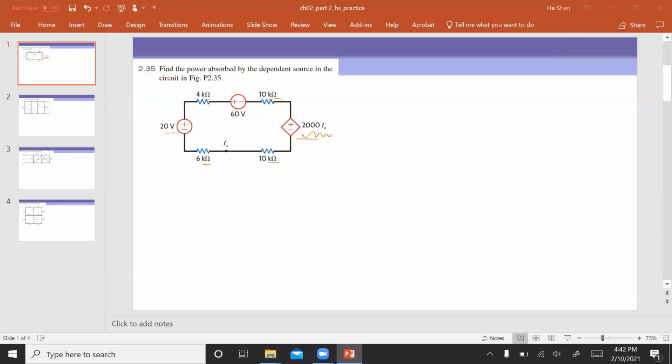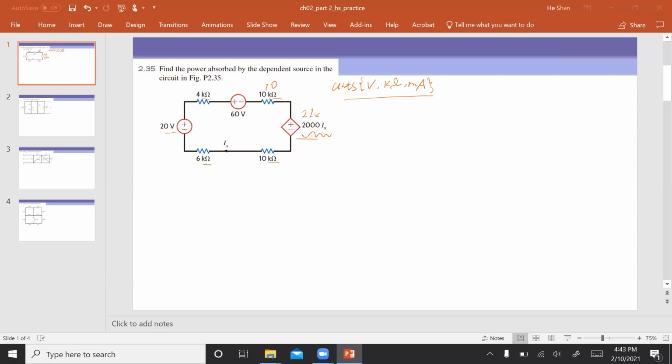In this problem, if we use the units of volts, kilo ohm, and milliamp, this 2000 Ix just becomes 2 Ix. That 2000 over there is to match the kilo ohm. If we use this 10K as 10 in the calculation, this 2000 Ix will be 2 Ix in the calculation. So we're going to calculate the power absorbed by an element.